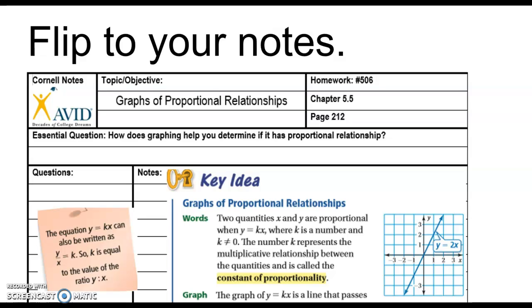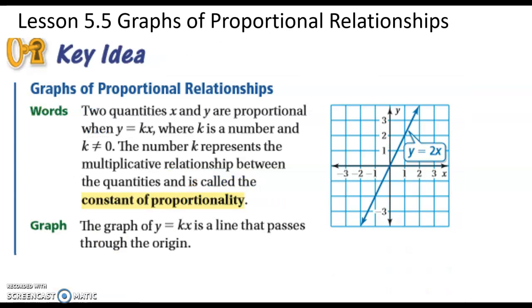We are going to do graphs of proportional relationships. Homework 506, chapter 5.5, comes from the book Big Ideas, about page 212. So, graphs of proportional relationships. This is written in words.